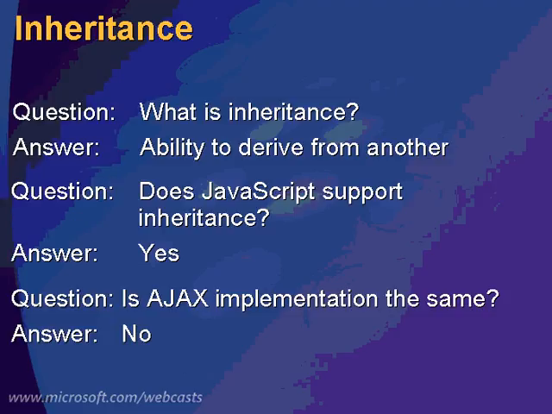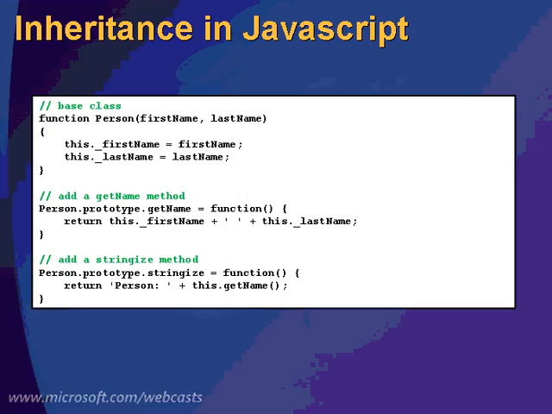So the first thing I'm going to do is show you inheritance. We'll talk about it. What is inheritance? It's the ability to derive from another. Does JavaScript support inheritance? You betcha. So is the Ajax implementation the same? We saw that the Ajax implementation of classes just really extended what we're doing in JavaScript. Is it the same for implementation inheritance? And the answer is no, it's not. And we'll talk about that in a minute. But at first I want to show you how it works inside of JavaScript.